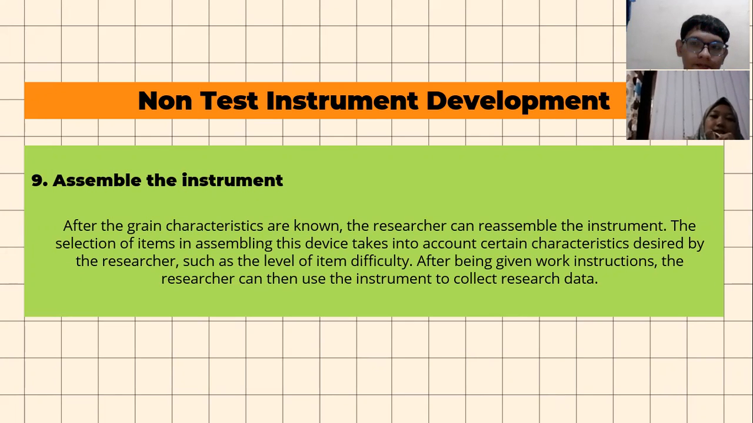And the ninth step is assemble the instrument. After the item characteristics are known, the researchers can assemble the instrument. The selection of items in assembling this instrument takes into account certain characteristics desired by the researcher, such as the level of item difficulty. After being given work instructions, the researcher can then use the instrument to collect research data. Next.